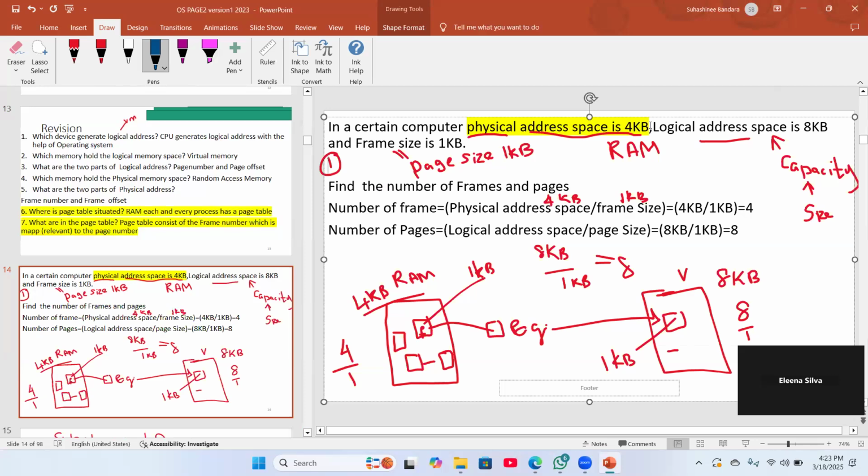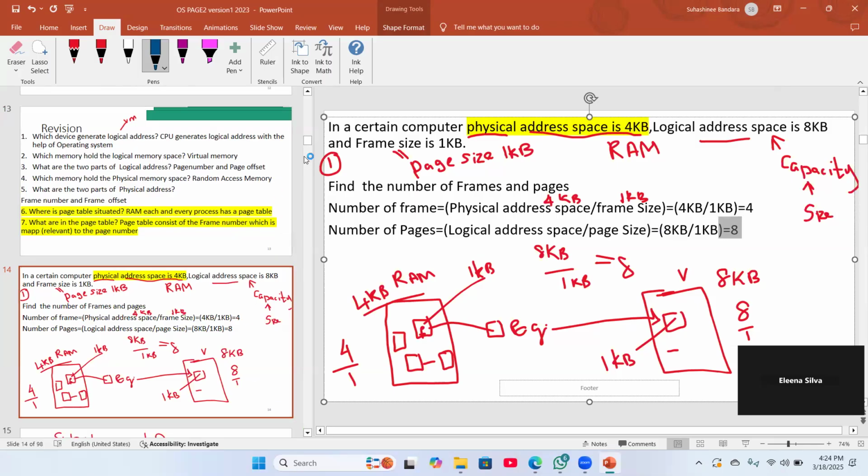So find the number of frames, which equals physical address space divided by the size of the frame. Physical address space is 4 KB, one frame is 1 KB. So 4 KB divided by 1 KB is 4. There are 4 frames. Then the next one, number of pages: the logical address space is 8 KB and the page size is 1 KB. So there are 8 pages.